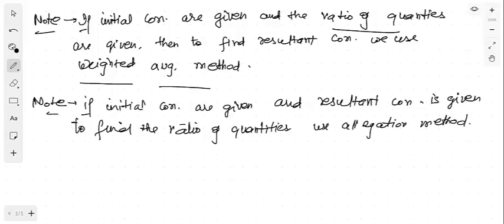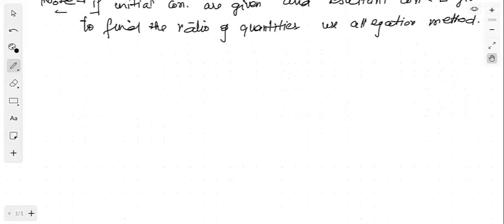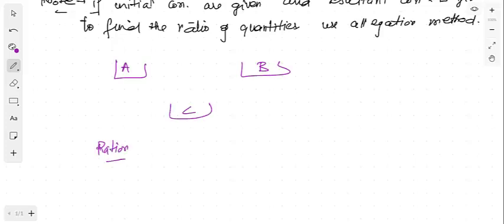Let us discuss now what is actually an allegation method. Fine. अब जब रिजल्टेंट निकालना होगा और रेशियो गिवन है, then we use weighted average, and when the resultant is given and you have to find the ratio, then use allegation. Okay, let us say this is some A, this is B, ठीक है, this is C, and here are the ratio of quantities, ठीक है, ratio of quantities here and here.